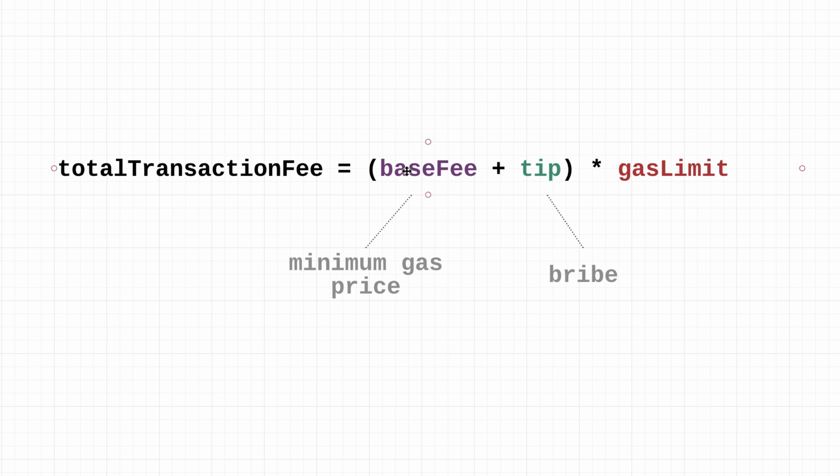And this base fee is the minimum price per unit of gas for inclusion in the block. And this base fee, by the way, is automatically calculated by the network. It's not something that the user specifies themselves. So whenever you see base fee, you can just think the minimum gas price. And by the way, another fun fact is that whenever a block is mined, this base fee is actually burned. In other words, this amount of Ether is actually removed from circulation.